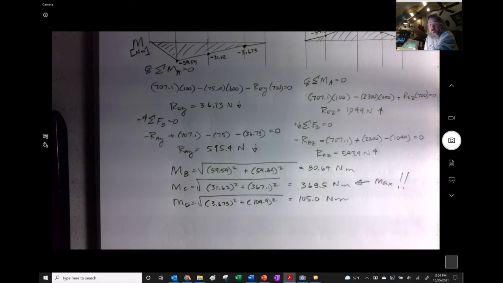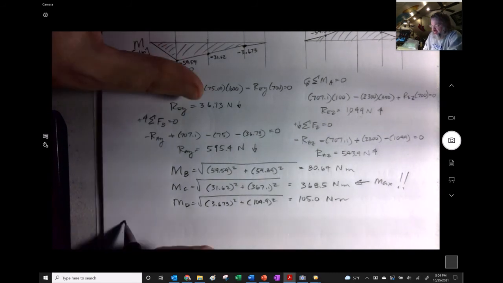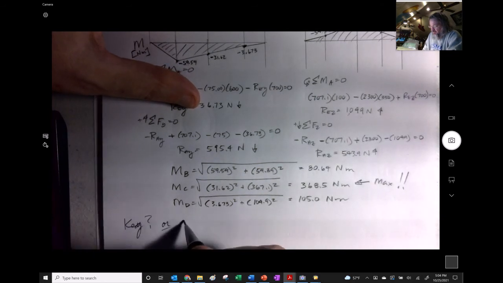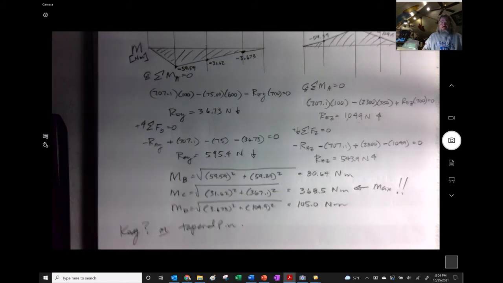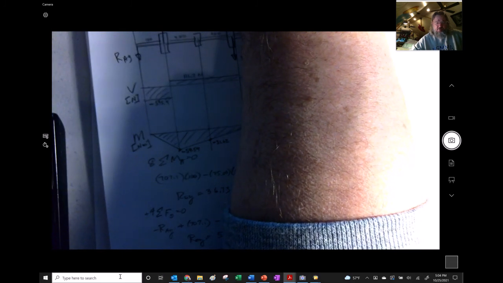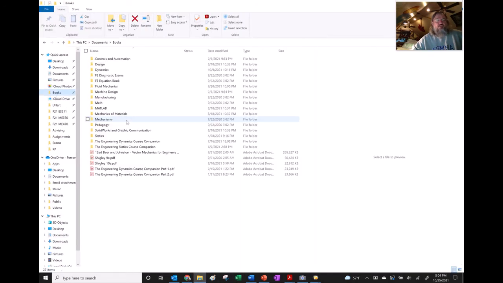So we already checked, already did that portion that I see right here. Now I have to decide key or tapered pin. And one of the reasons why I have to decide on that is they have different stress concentrations, but also their nominal stresses are quite different. Let's see, what am I looking for? I think I want to find Shigley's book.